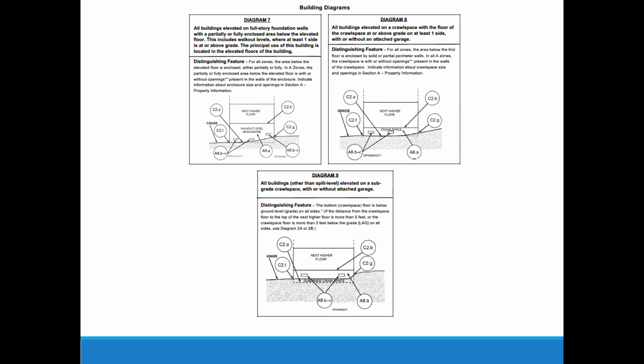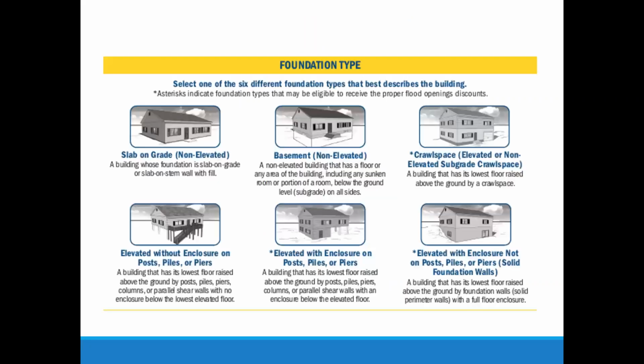So C2A is at the bottom of the crawl space, and then diagram 9 is a subgrade crawl space, and there are specific conditions for that. We don't see them very often, but under Risk Rating 2.0 they have combined some of these.